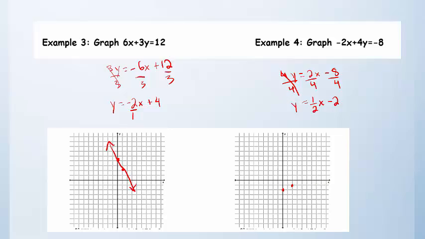When I graph this line, I'm going to start down 2 since it's negative, and I'm going to go up 1 and over 2. So you always go up or down, whatever your top number is, and you go over whatever the bottom is.